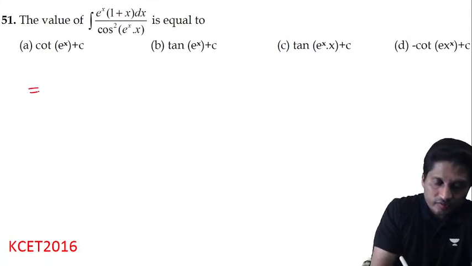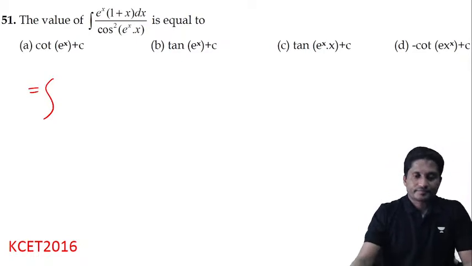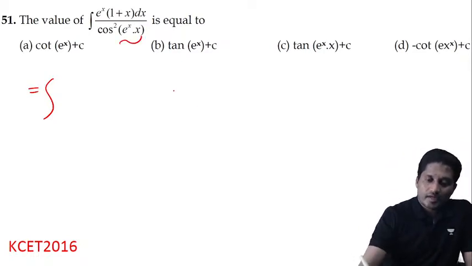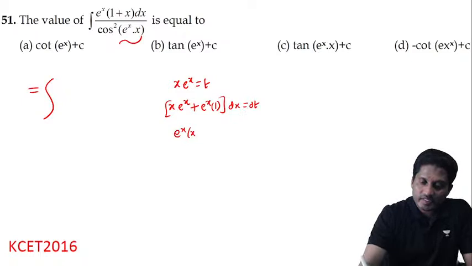Integration, we'll use integration using the substitution method. I'm going to substitute x into e power x is equal to t. First function is x, differentiation of e power x is e power x, plus second function is e power x, differentiation of x is 1. Okay, and then dx is equal to dt. If I take e power x common, we'll get x plus 1 dx is equal to dt.